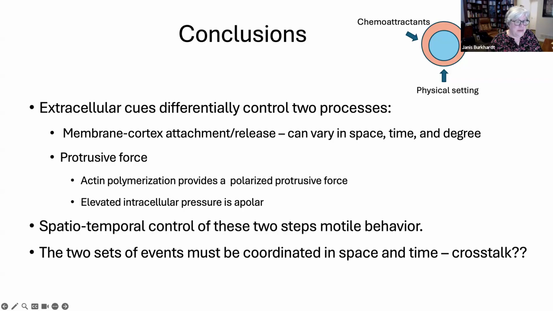And just thinking about this, it becomes very clear that you have to coordinate these two steps in space and time. So the relay system is one mechanism for crosstalk between them, but there are probably many more that have to allow you to uncouple the actin cortex at the right place at the right time so that your protrusive force can do what it needs to do.